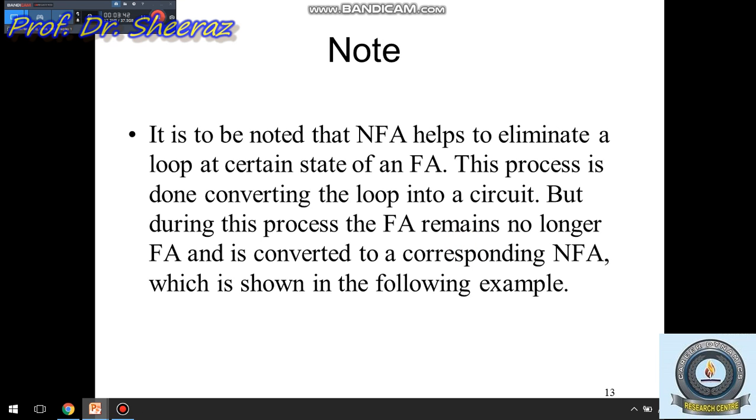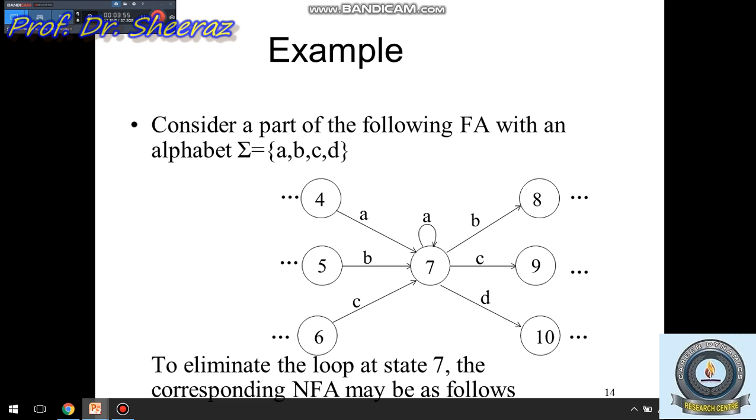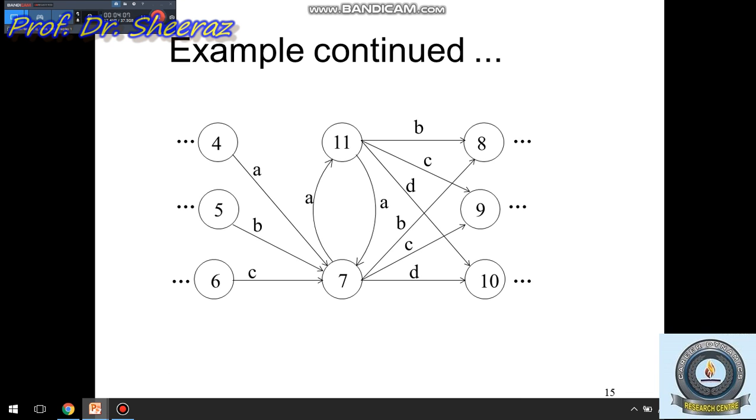NFA helps to eliminate a loop at a certain state of a finite automata. This process is done by converting the loop into a circuit. But during this process, the FA no longer remains an FA and is converted to a corresponding NFA. Another example, with an alphabet sigma equal to {A, B, C, D}. अब हमने eliminate करना है loop को at state 7. So the corresponding NFA will be as follows.